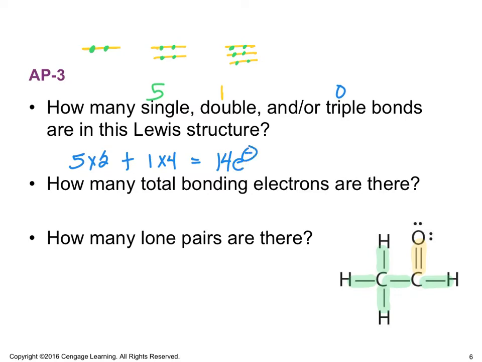And then how many lone pairs are there? Remember, lone pairs are the 2 dots that are not between atoms, and these will always be drawn as dots, so it makes it a little bit easier to distinguish when we're doing lines for bonds and dots for the lone pairs. So there's 1 lone pair, and here's a second lone pair. So we have 2 lone pairs in this structure.